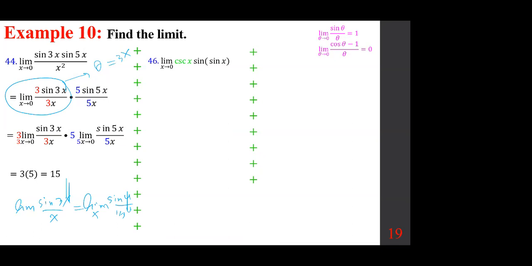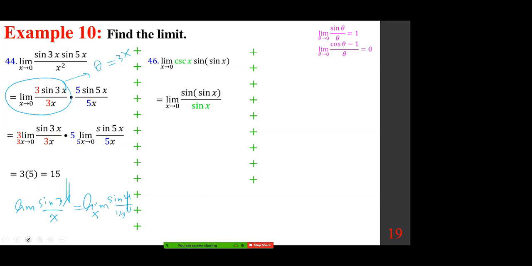Here's another example. We have the limit of cosecant x times sine of sine x as x approaches 0. All right. I can put the cosecant at the bottom because cosecant is what? Cosecant by definition is 1 over sine. So I'm going to take the cosecant down. I hope everybody understands what happened here. Cosecant is the same as 1 over sine.